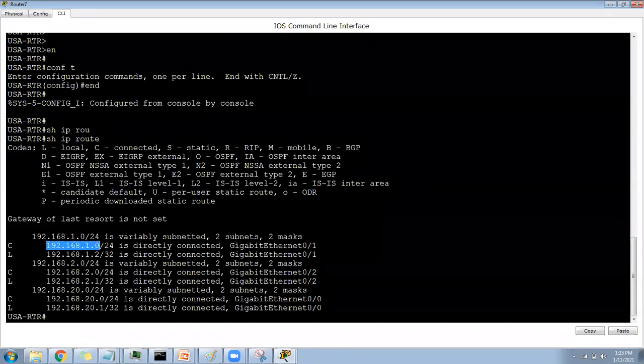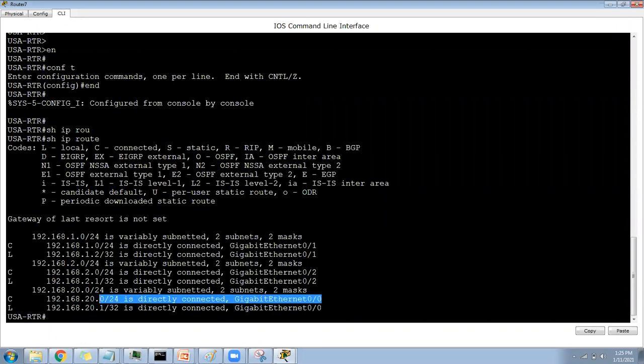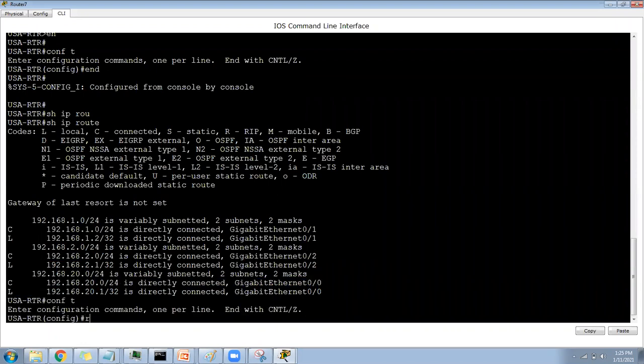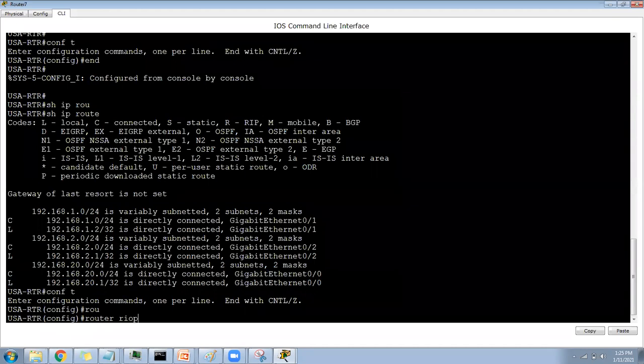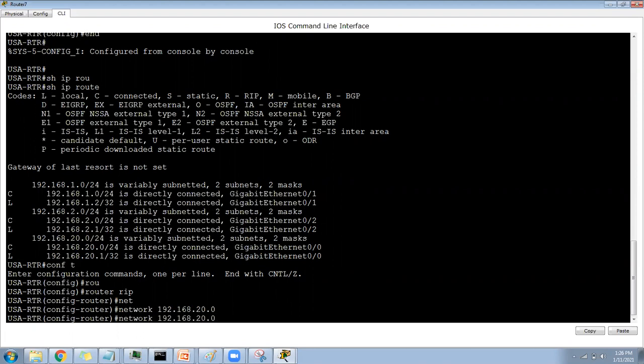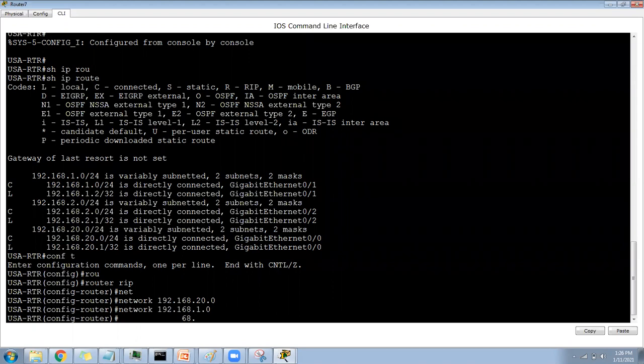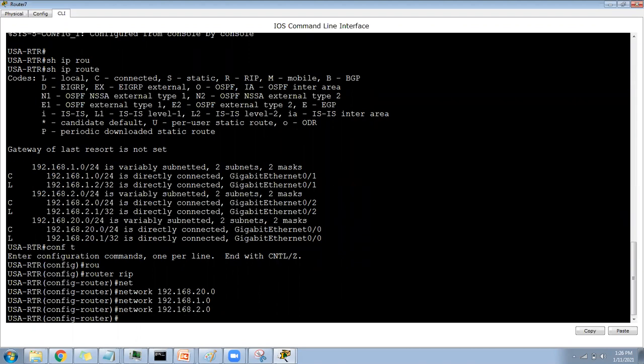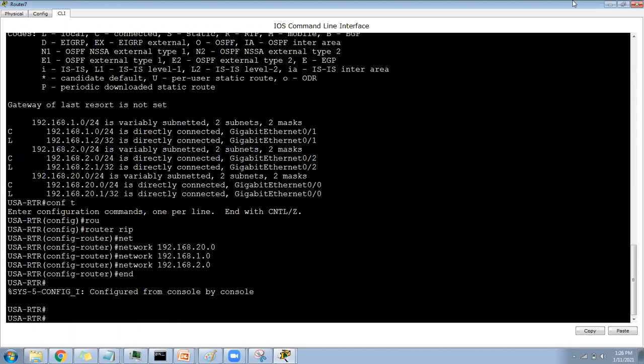192.168.1.0, 192.168.2.0, 192.168.20.0. Just advertise them into three. Config terminal, router RIP, network 192.168.20.0, 192.168.1.0, 192.168.2.0. Done. USA router done.